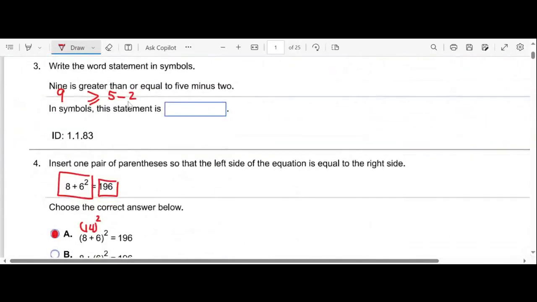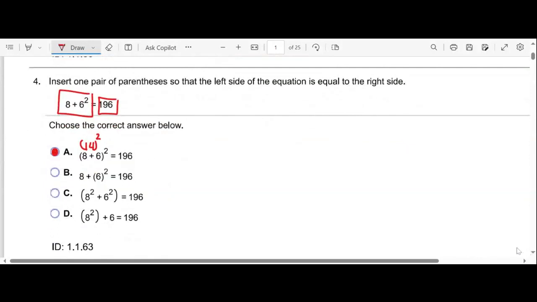Write the word statement in symbols. 9 is greater than or equal to 5 minus 2. Next one, we have 8 plus 6 squared equal 196. Use the parentheses so that the left side of the equation is equal to the right side. So the only one that gives you 196 is the first one.